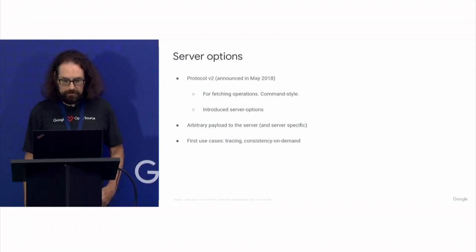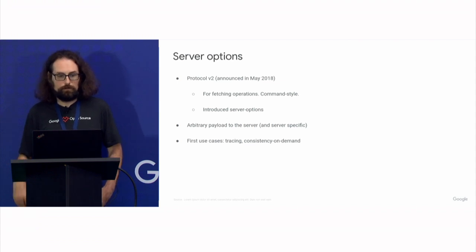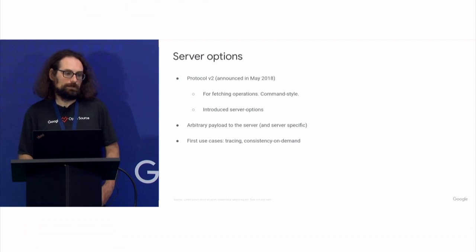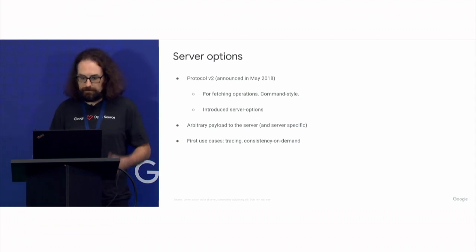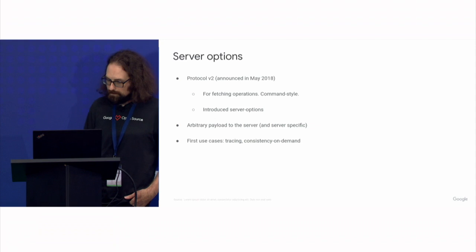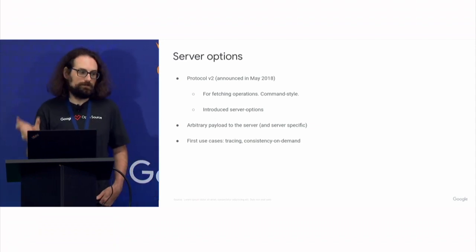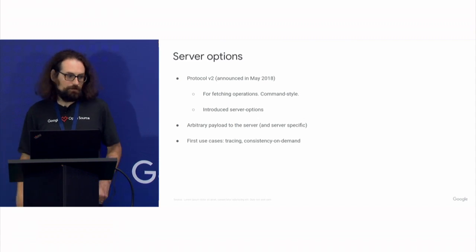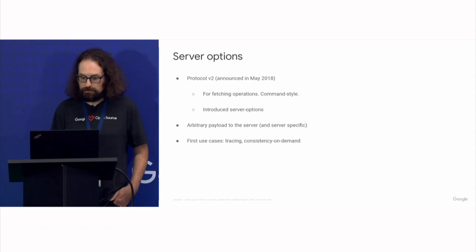And one thing that the protocol v2 introduced was the server options option in those commands, which basically means that if client and server agree on the capability, the client has the ability to send to the server just a blob of data. And that blob of data is unspecified. As long as the server can understand it, it is OK.